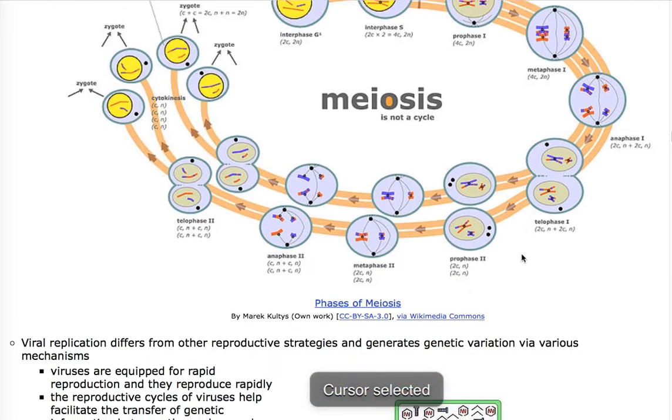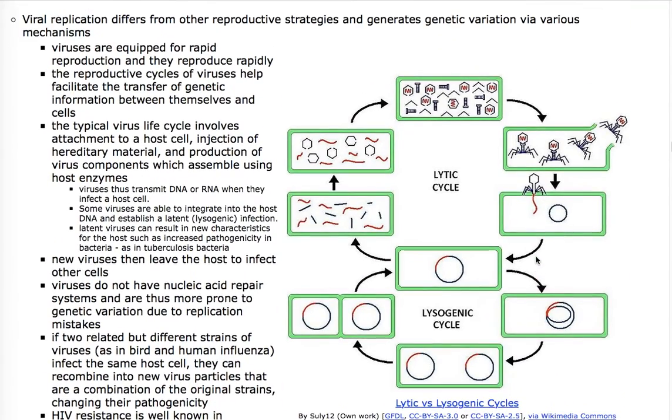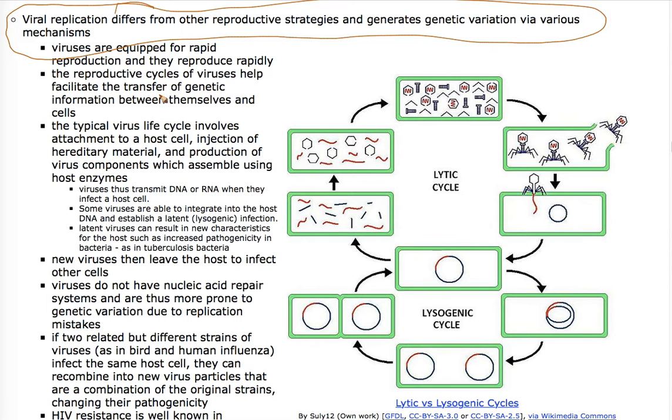Now that brings us to viruses. Viruses have really strange ways of reproducing. First off, they're not technically even alive, but because they reproduce in eukaryotic cells, they actually disrupt eukaryotic cells, and as they do that, they can change the eukaryotic cell genome as well as their own genome. So viral replication differs from other reproductive strategies, and it generates genetic variation in a variety of ways.